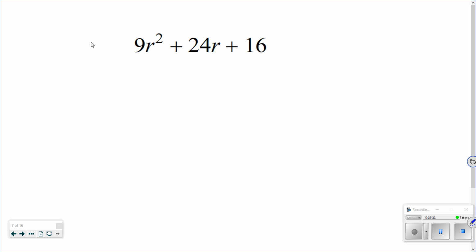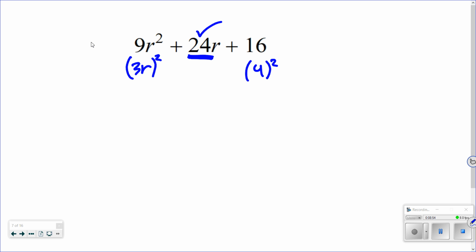It looks like a perfect square, right? I would square 3r to get 9r squared. I would square 4 to get 16. When I times them together, 3r times 4 is 12r. Times it by 2, that equals 24. So we've just verified that it's a perfect square. Don't forget to check that middle term.